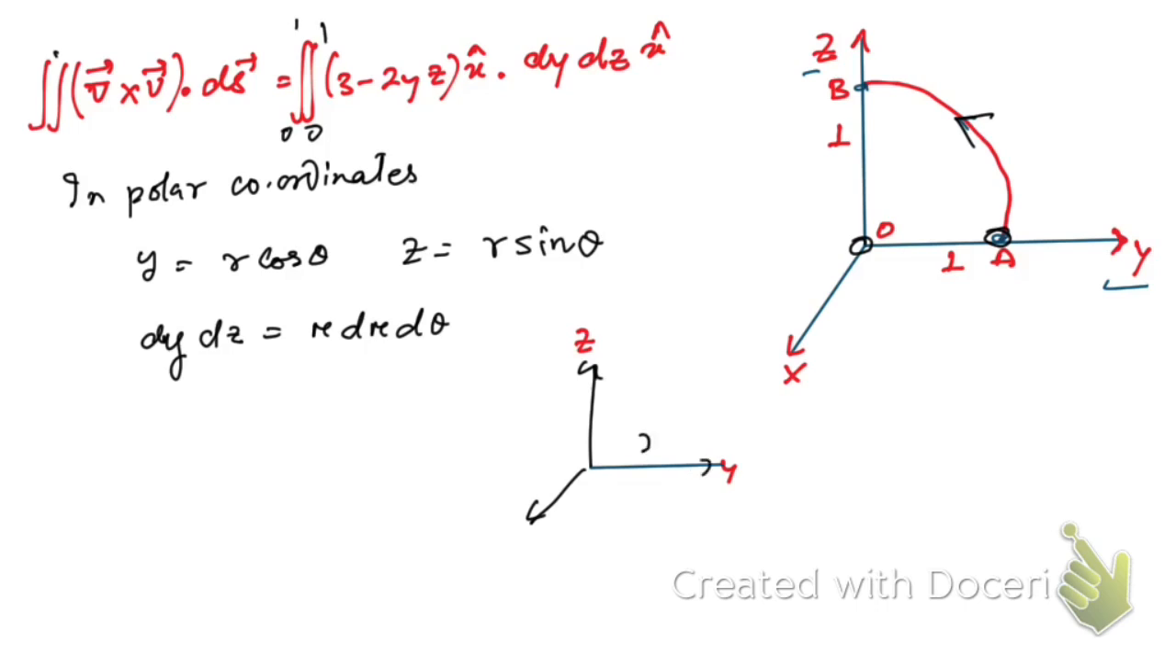This area is something like this. Okay, this is the angle theta. This angle is suppose theta, and this is suppose dy, and this is dz. So it is very small, so that you can consider this as a rectangle, right?